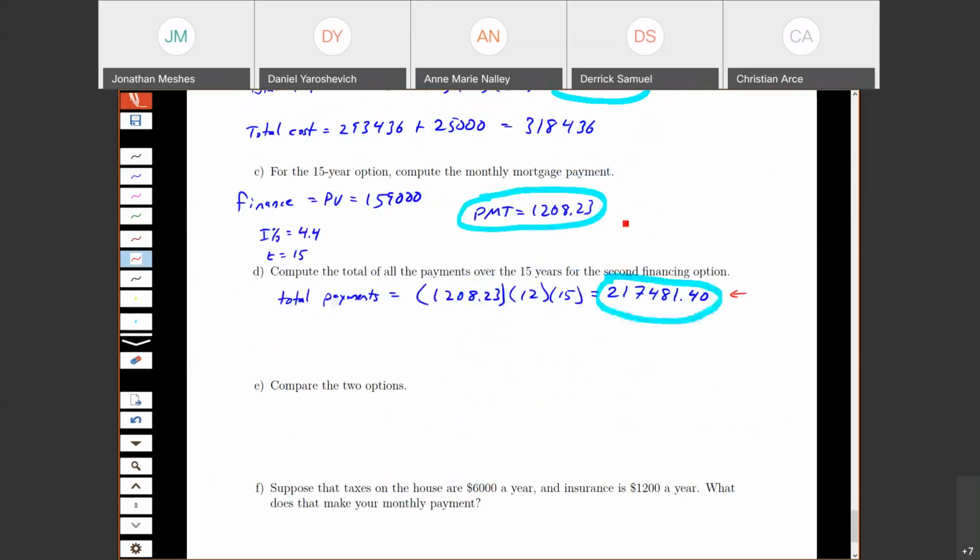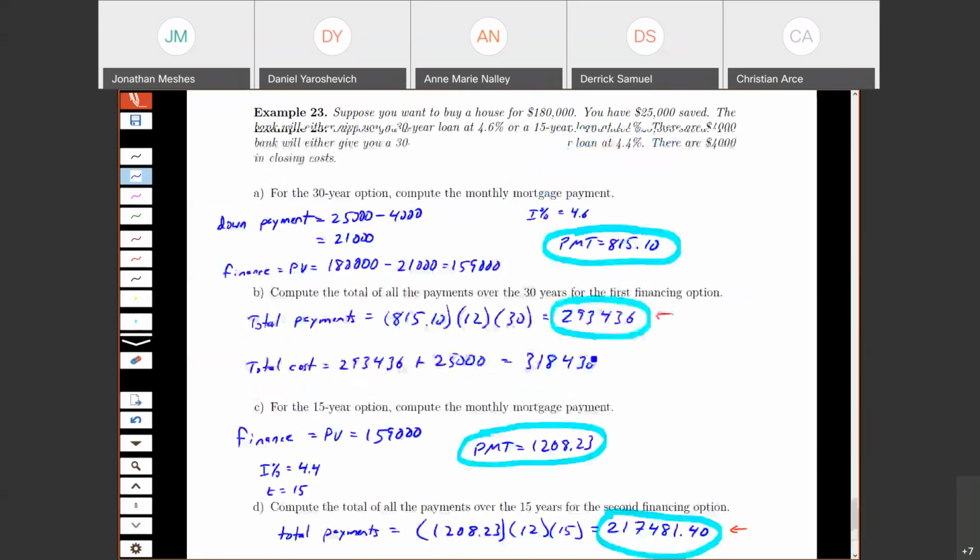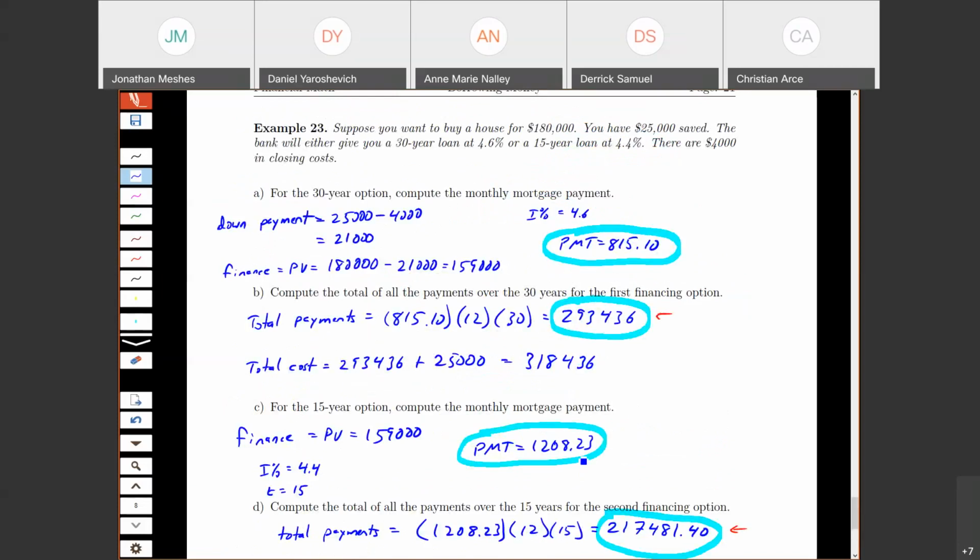Okay. So under option B, we save $75,954.60. Okay. So you pay a whole lot less. However, I've got a bigger monthly payment. And if I can afford $815, but I can't afford $1,200, maybe option B isn't an option for me, right?